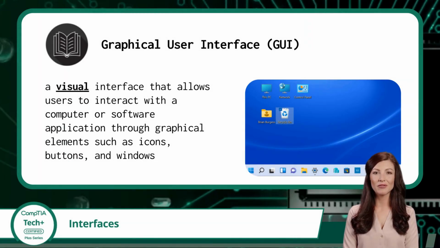Now, our second interface type is a graphical user interface. A graphical user interface, or GUI, is a visual interface that allows users to interact with a computer or software application through graphical elements such as icons, buttons, and windows.